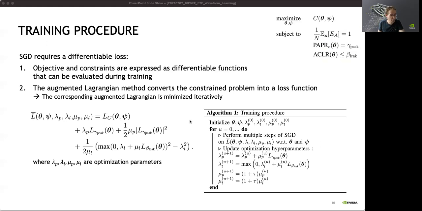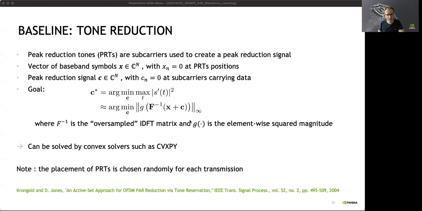Now, in order to have a very competitive baseline, we have implemented a tone reduction scheme where several subcarriers are sacrificed to transmit so-called peak reduction signals, C of n. So the goal is to find this peak reduction signal vector C that minimizes the maximum signal amplitude within an OFDM symbol. And so this can be, again, approximated by oversampling the discrete OFDM symbols, which you can simply do by using a larger IDFT matrix.